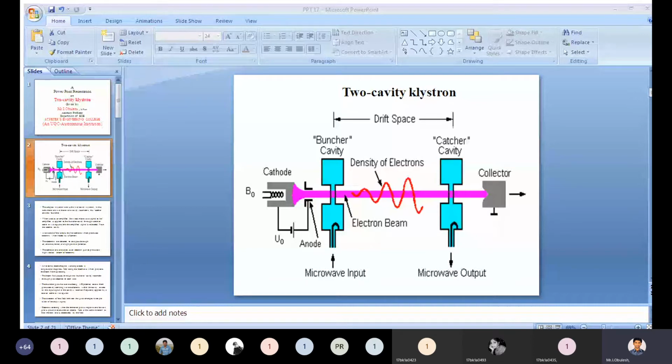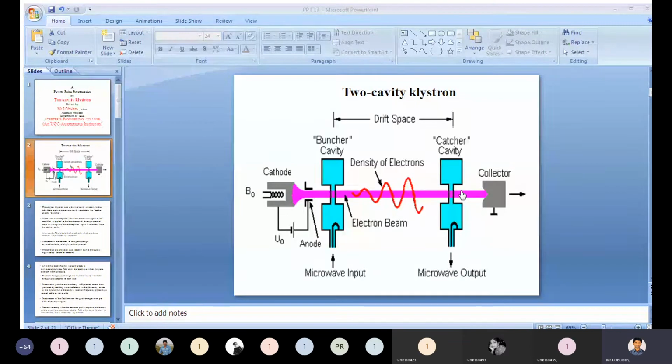So if you have a weak signal, first you need to amplify your signal, then only you need to apply your signal through this microwave input. Okay? Through this microwave input. Fine. And the amplified signal is extracted to the catcher cavity. After amplifying, this signal is extracted from the catcher cavity.